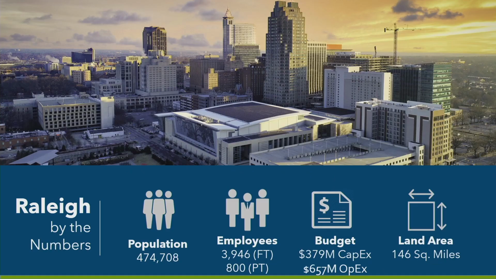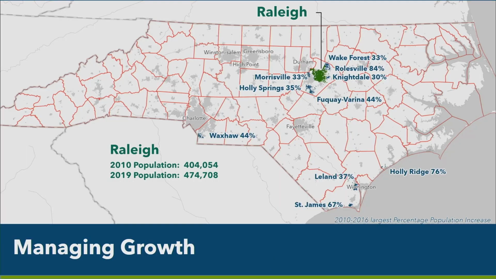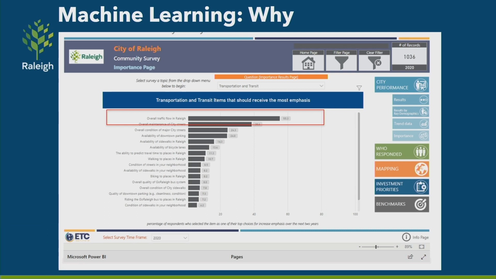Okay, so a little bit about Raleigh. Most of you know, 500,000 people. One of the fastest growing cities in the country. We all live in North Carolina, and so we know that this is a really fast growing area that causes a lot of pressure for us to come up with really innovative solutions to solve a lot of problems.